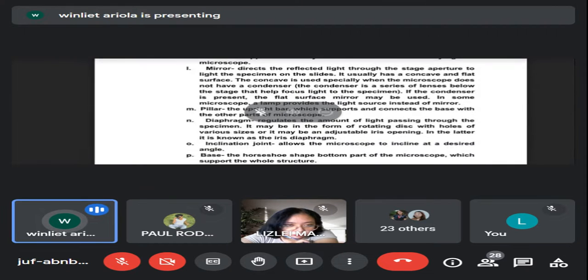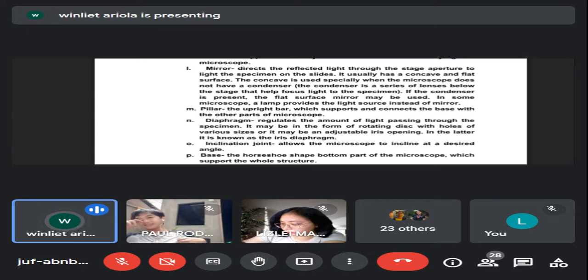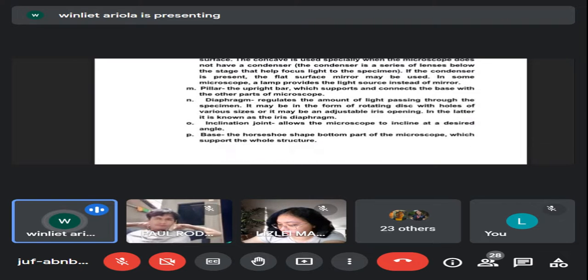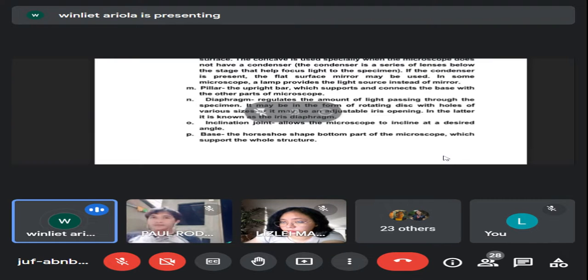So next is we have the mirror. So you all know that mirror, it reflects light to the stage aperture, to the end light, no, to the specimen of the slides para makita ninyo. Next, we have the pillar. This is the upright bar which supports and connects the base with the other parts of the microscope. So this is for the support, for connection. Okay.